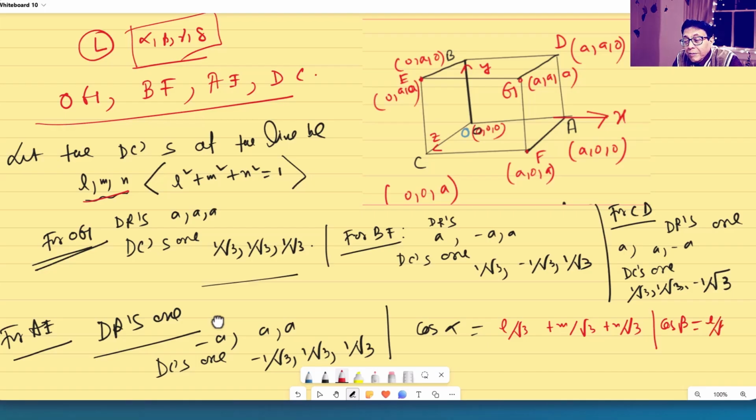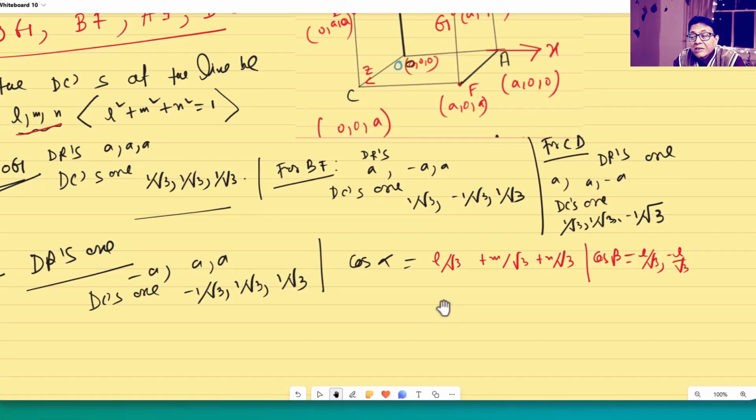L by root 3, minus L by root 3. And what? That is another L by root 3. There is minus sign in between. Sorry, not L. This is going to be M. And this one N.